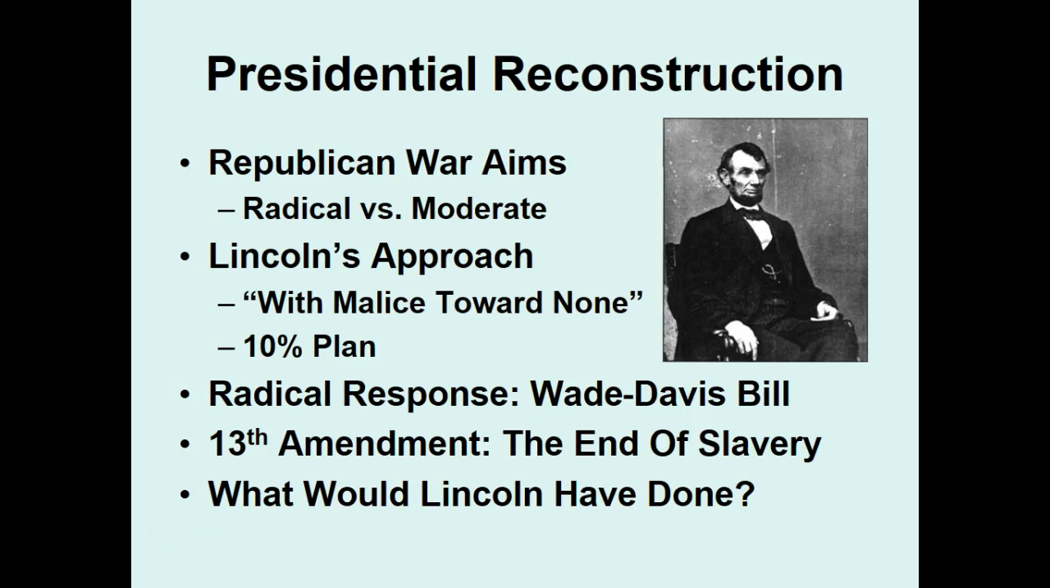But what the Wade-Davis bill did was attempt to toughen up Lincoln's 10% plan. At minimum, they said it needs to be at least 50%, a majority of the people in the state who say, okay, we don't want to be in the Confederacy anymore. We want to go back and be in the United States and swear allegiance to the United States. Again, it passed both houses of Congress, but Lincoln vetoed it. It showed this fight that would continue until Lincoln died, between the radical approach and the moderate approach.